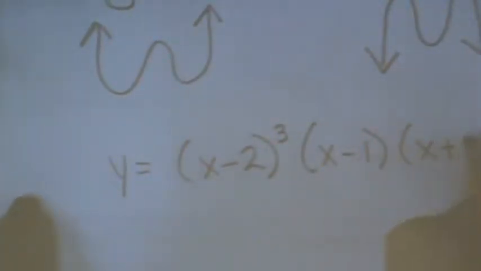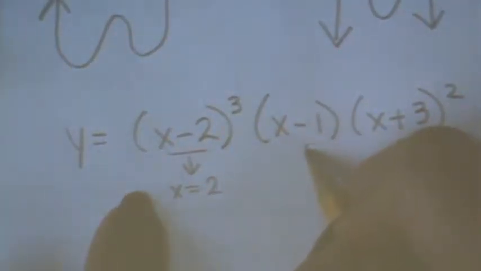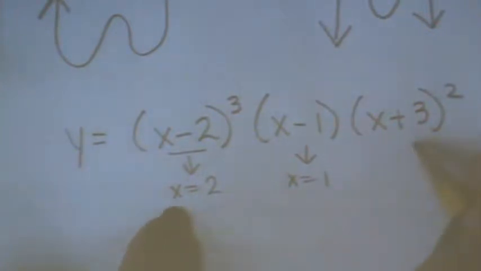So if I gave you this problem, (x minus 2) cubed, (x minus 1), and (x plus 3) squared, each of these zeros has a multiplicity. So this zero right here, what is it? x equals 2. What's this one? x equals 1. And x equals negative 3. Each of these zeros has a degree. So this zero occurred 3 times.